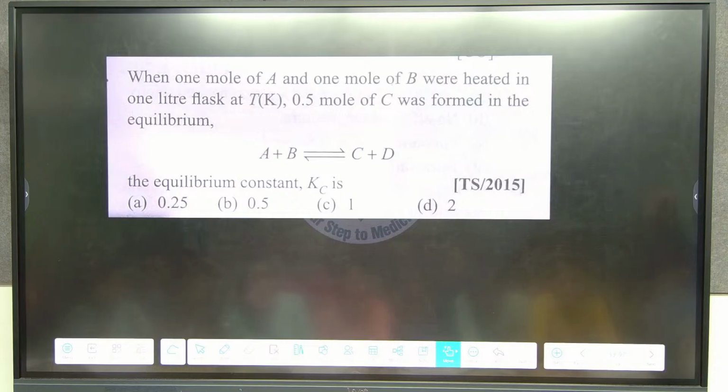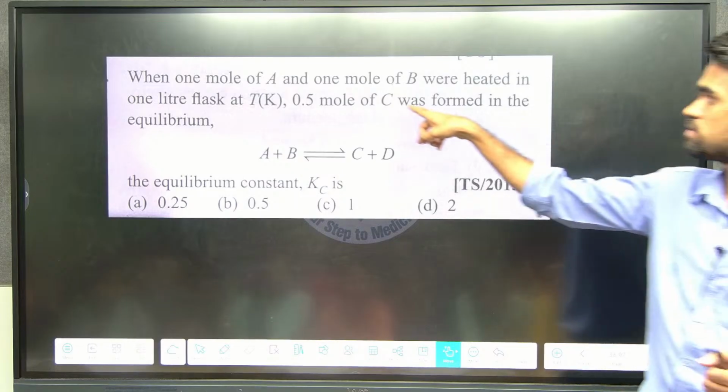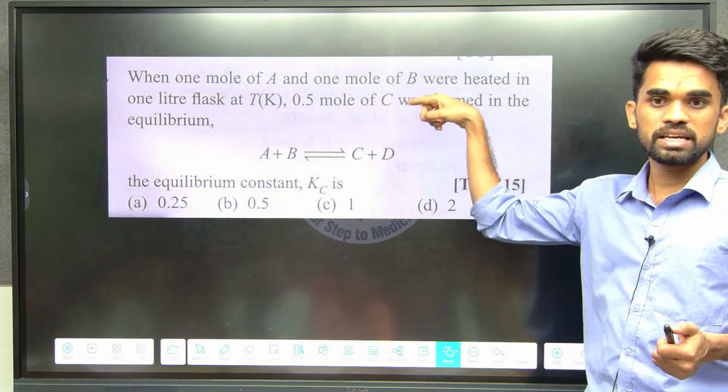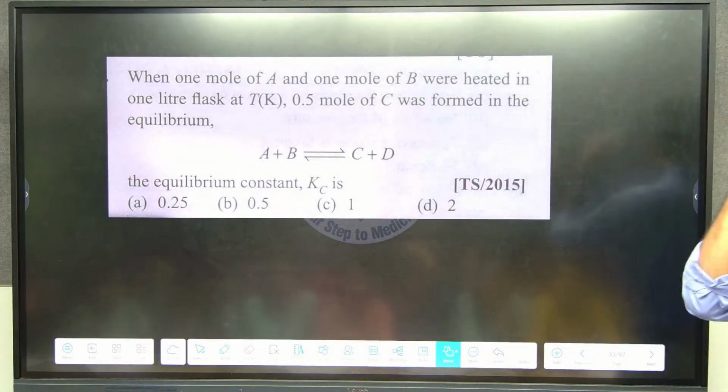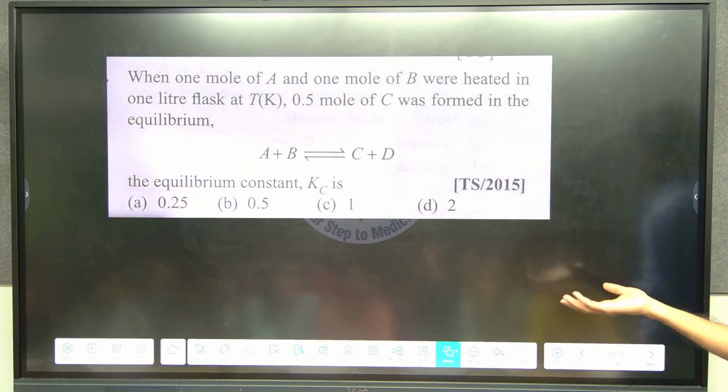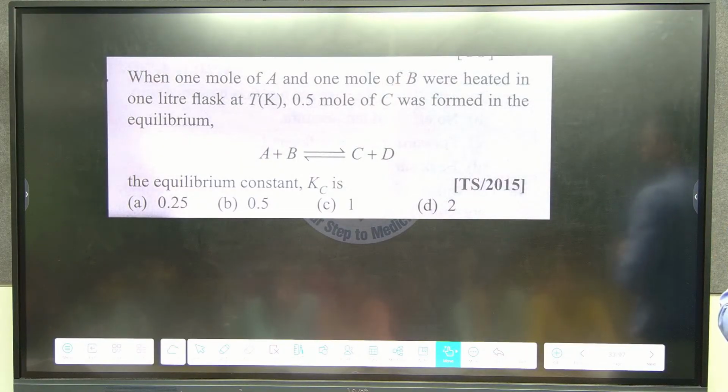After some time t, what should I write? 1 minus x, 1 minus x. This is 0 plus x, 0 plus x. Next, what value of x are they giving? Like see, 0.5 of C is present. It means x equals 0.5. Then put that in and you will get the answer. Do it fast.